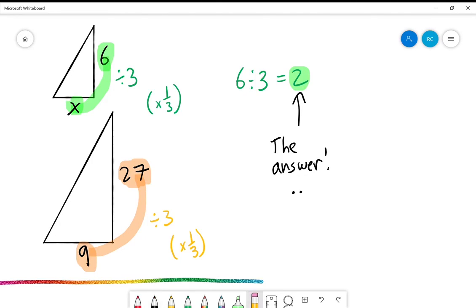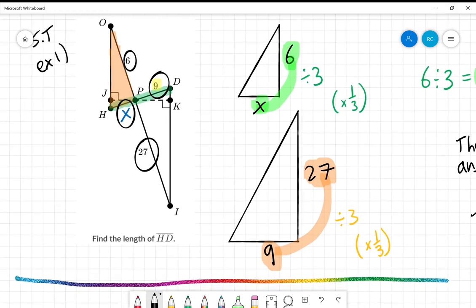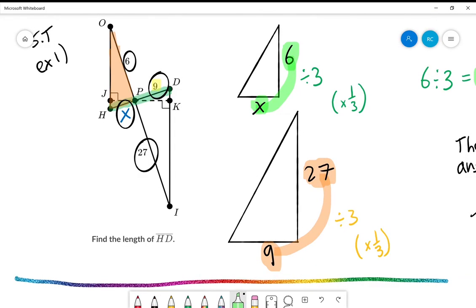Well, no. That 2 is only part of the answer. If we go back to the original question, we notice that we're looking for the length of HD. We found the length of HP, this small section right here. So we just add the two together. The length of HD, remember, when I don't put a segment bar up here, it means the distance between H and D, the numerical distance. It's not talking about the line segment, it's talking about the distance between those 2 points. And that equals 11.